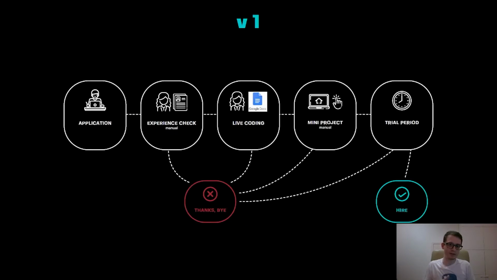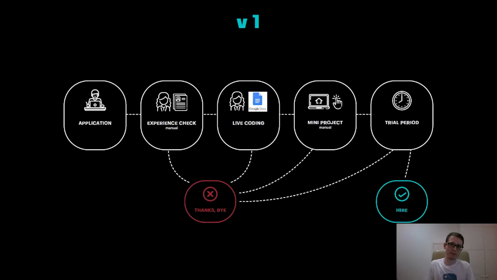In the first version, we added one more step. I mentioned it earlier during the discussion about fraud. There was live coding using a Google Doc, because why not? I was introduced to Microsoft once and they used Google Docs, so I thought maybe I can as well.